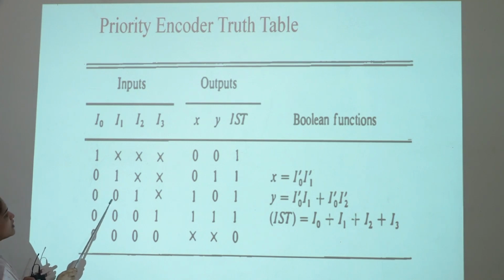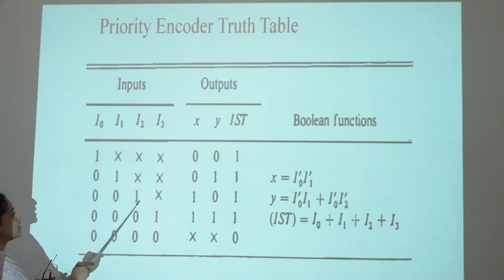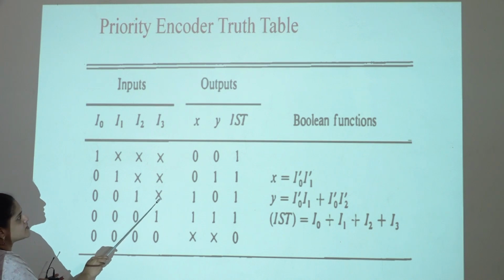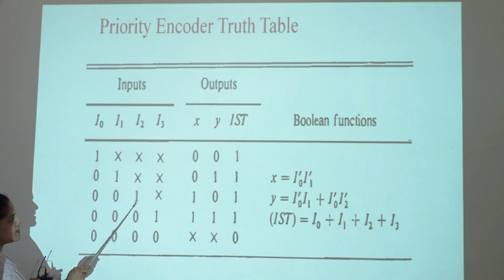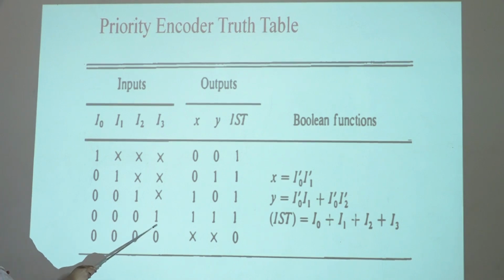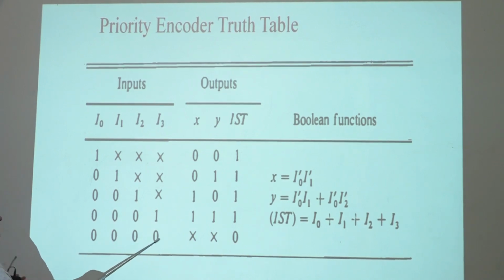So if I0 and I1 are zeros, they have not generated the interrupt. The next high priority device is I2. So in this case, the remaining are don't care conditions, and the ISR of this particular device has to be serviced. Similarly for the next one. If all are zeros, nothing will be executed by the CPU. So this is the truth table.